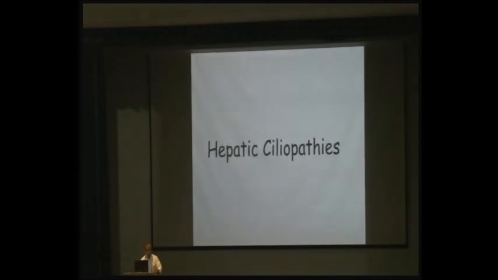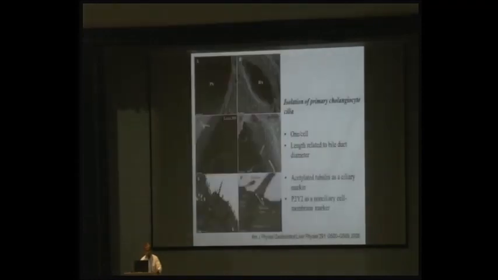So coming to hepatic ciliopathies. This is one of the first papers, which came in 2006, where the isolation of the primary cholangiocyte cilia was shown, and these are the electron microscopy pictures. Just to compare, in the portal vein and hepatic artery there are no cilia in these 2 structures, but in the bile ducts, this is the large bile duct and this is the small bile duct, there are cilia.